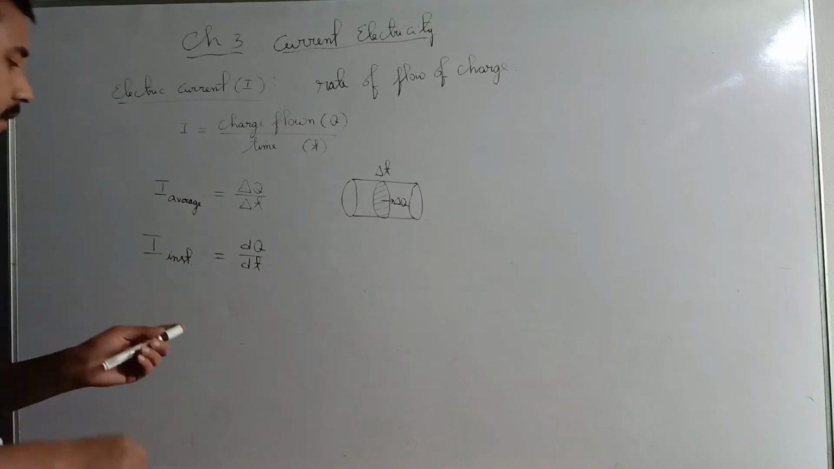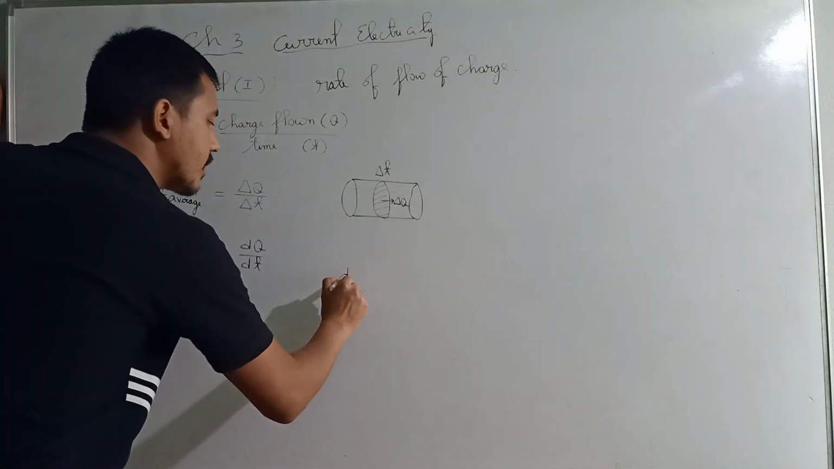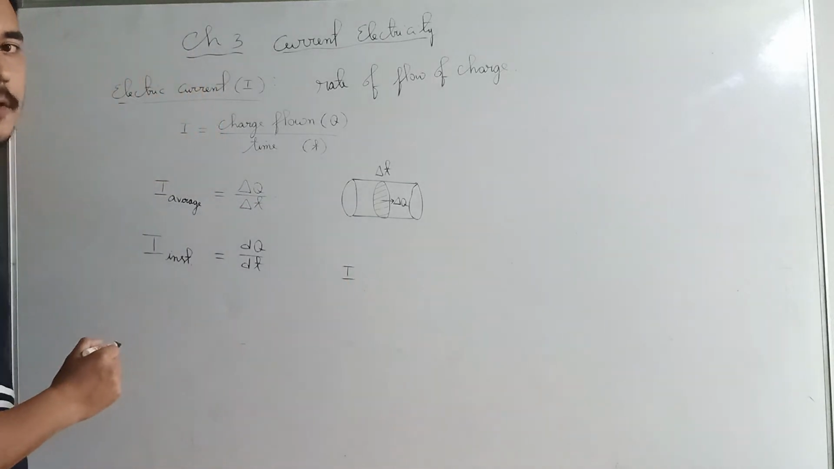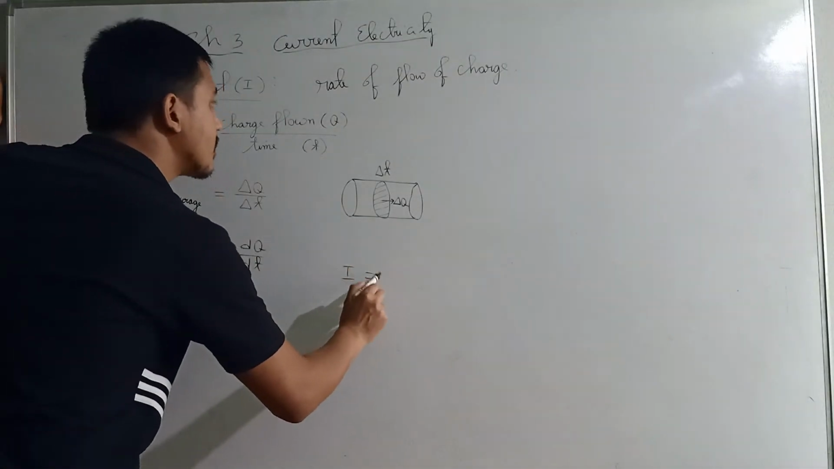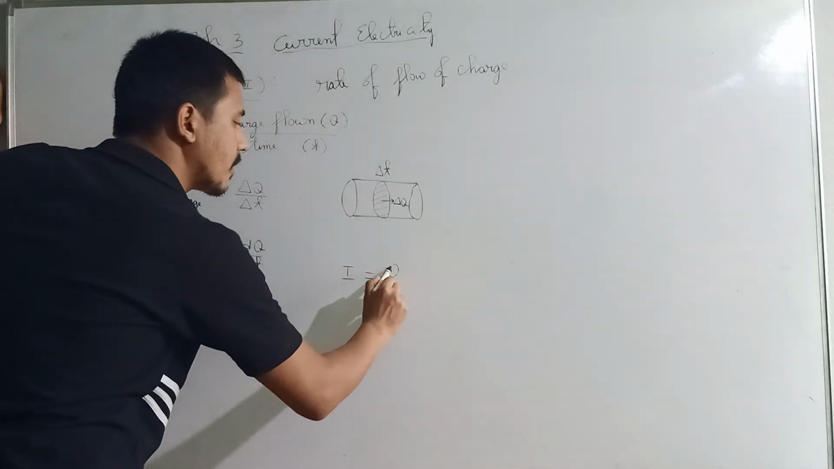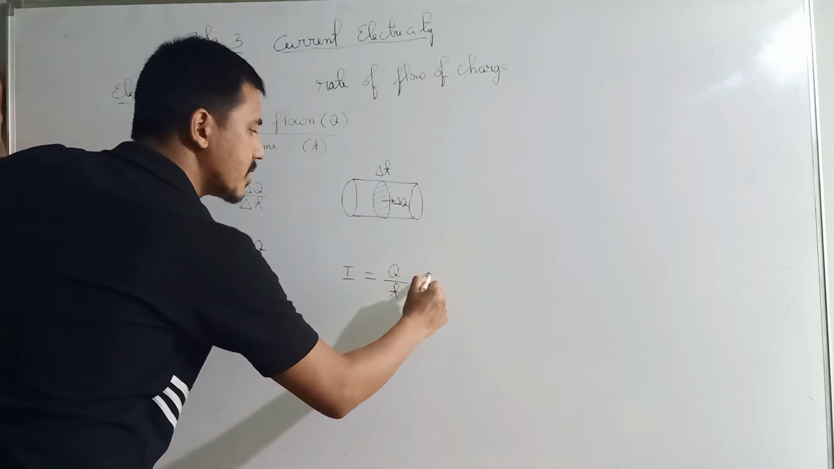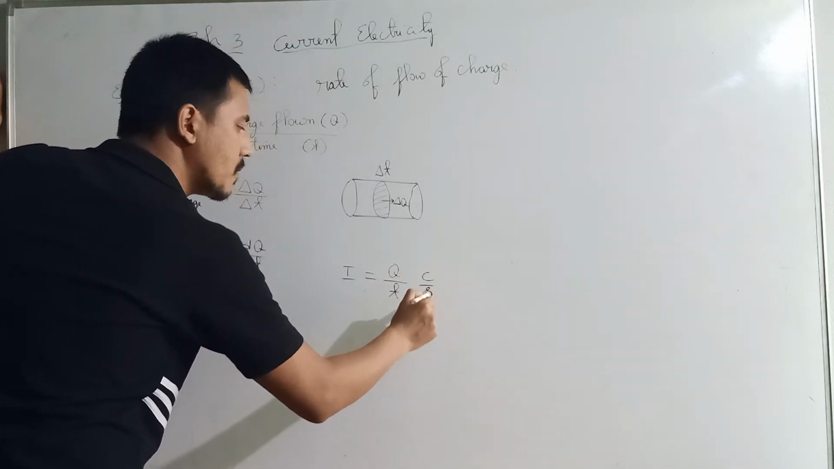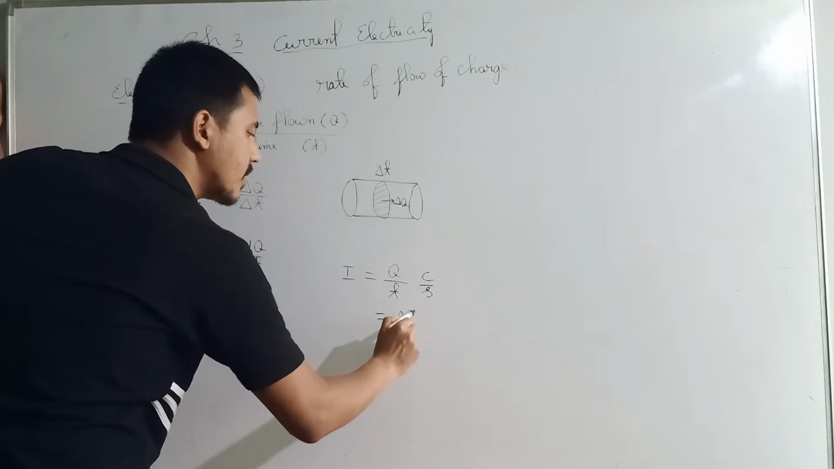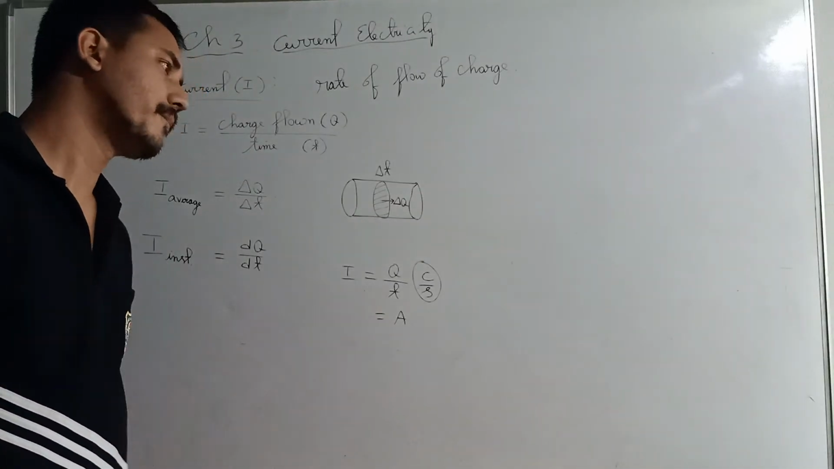Okay? So that is all about electric current. And let us see what is the SI unit of electric current. Electric current means charge flow upon time. SI unit of charge is coulomb, SI unit of time is second. So coulomb per second is known as ampere. So the SI unit of electric current is ampere.